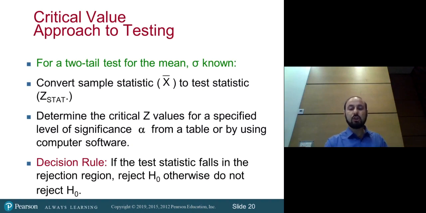Now, what will happen? You just need to get the critical z value for a specified level of significance alpha from a table or by using computer software. I suggest you just Google and you will find the z value. Predetermined z values are already available in a given table. You can find it in any statistics book or on different websites. Decision rule: if the test statistic falls in the rejection region, reject H0, otherwise do not reject H0. That is our decision rule.